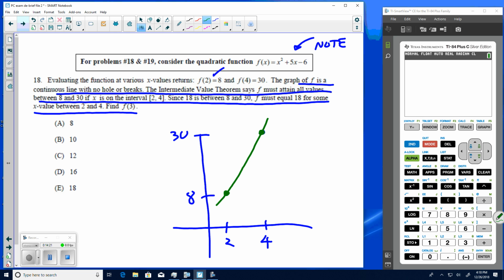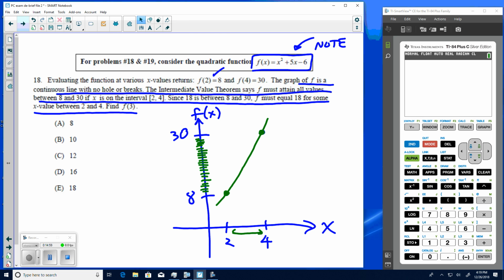And the intermediate value theorem says f, this is the y-axis, if you will, or the f-axis. It's interesting, there really is no y in this problem. If you look at that, all it has is x's and f of x's. So technically, this is the f of x axis going vertically here. But we note that the intermediate value theorem says f must attain all values between 8 and 30. So every number between 8 and 30 has to be achieved somewhere on the interval between 2 and 4.